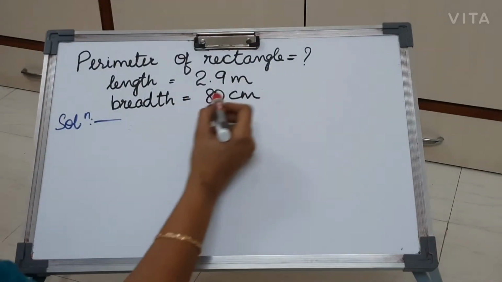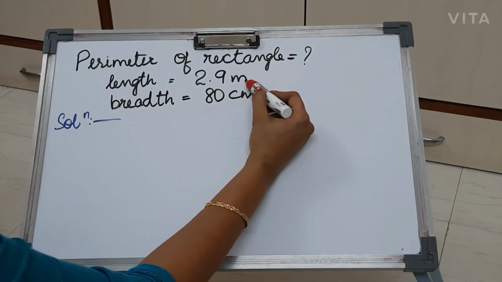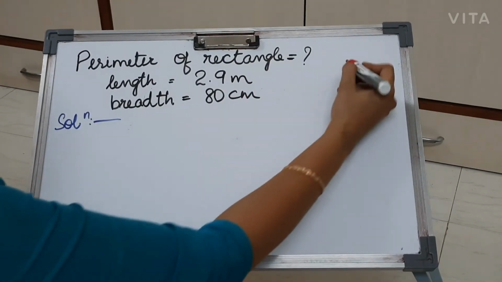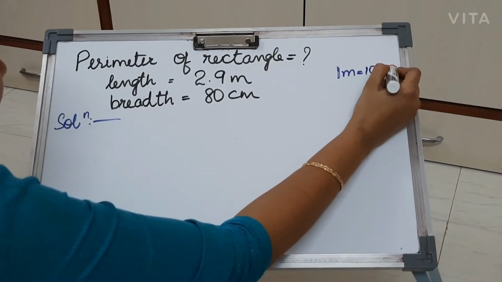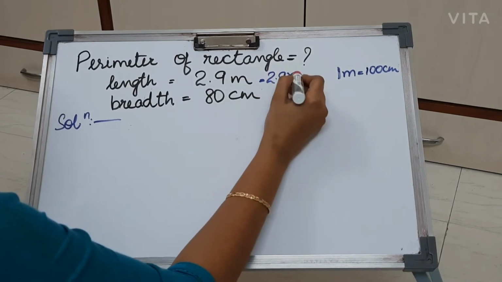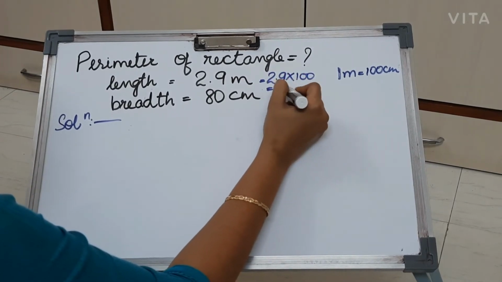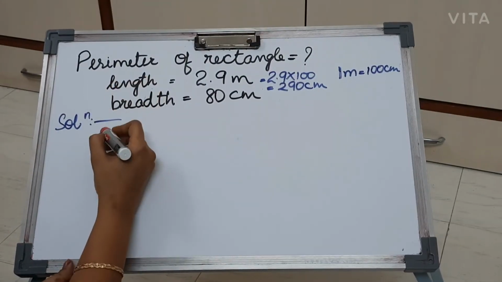So what we have to do here, first we will convert the bigger unit, meter. So we will convert meter into centimeter. That is the easiest way. 1 meter is what? 100 centimeter. So it will be 2.9 multiplied with 100 is 290 centimeters. Now we will start solving.